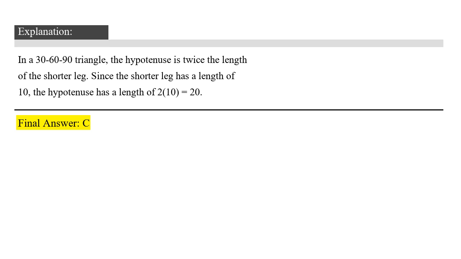In a 30-60-90 triangle, the hypotenuse is twice the length of the shorter leg. Since the shorter leg has a length of 10, the hypotenuse has a length of 2 times 10, which equals 20.